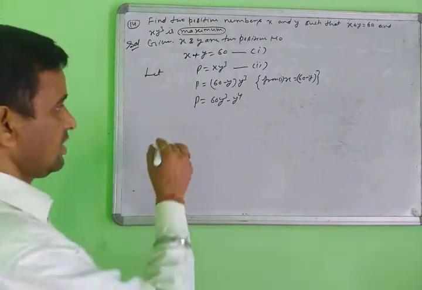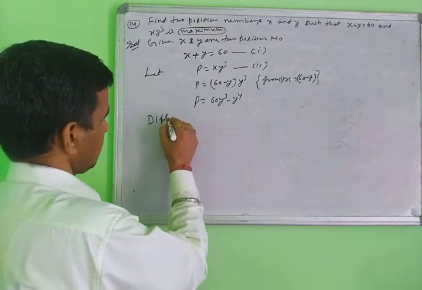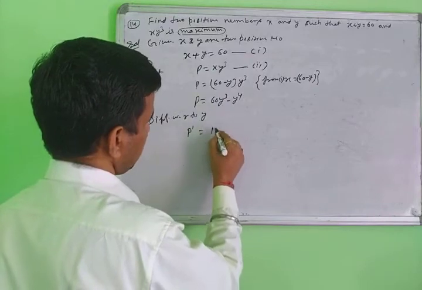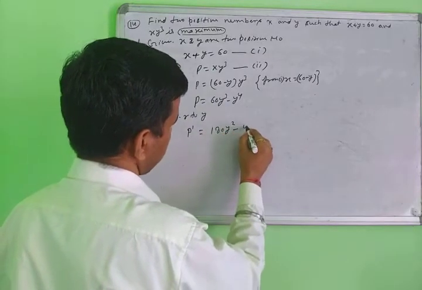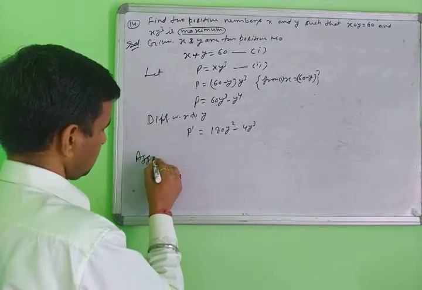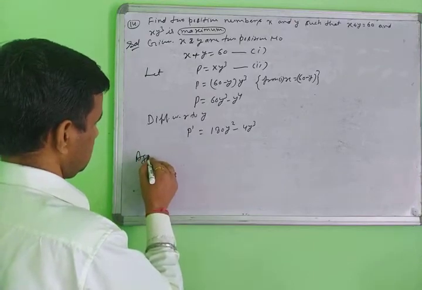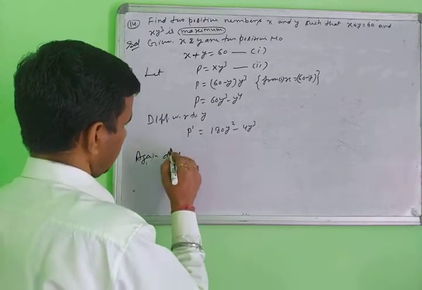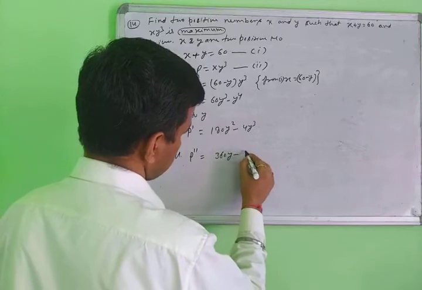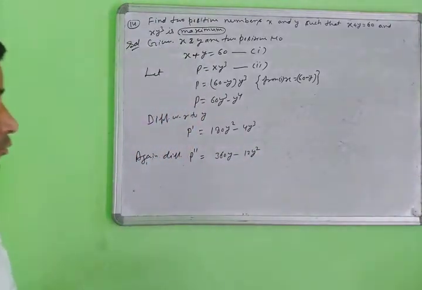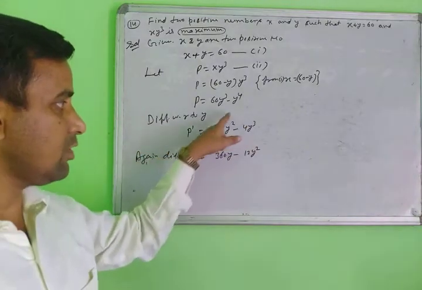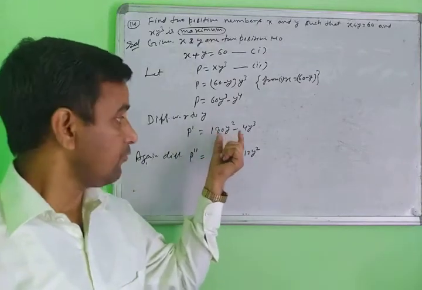So now differentiate here with respect to y. Then p dash equals 180 y square minus 4 y cube. Again differentiate. p double dash equals 360 y minus 12 y square. This is the first time we differentiated, this is the second time. Then you will find the value of y. How is it possible? Put this equal to 0.